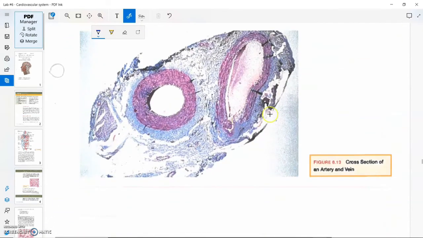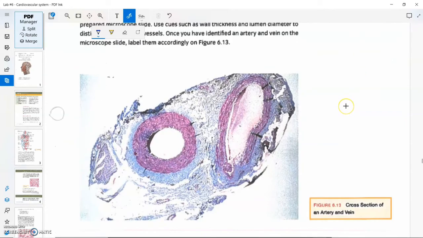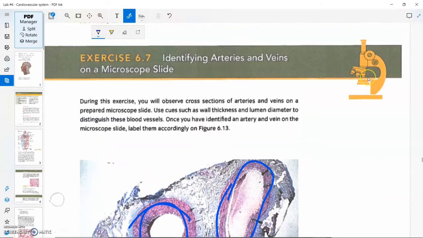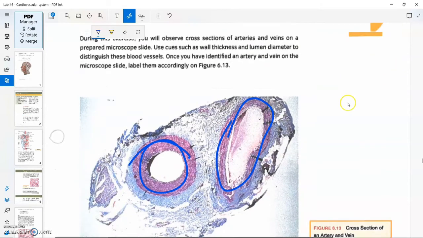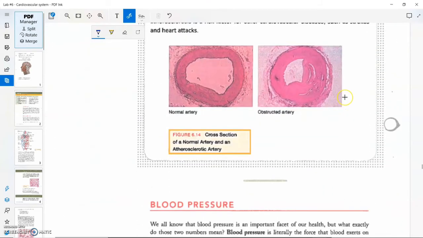So this is the cross section of an artery and a vein. You can clearly see an artery with a thick smooth muscle layer and a vein which is flatter because it cannot maintain its shape, and has a much thinner layer of smooth muscle.